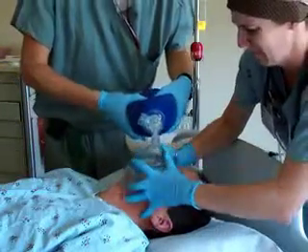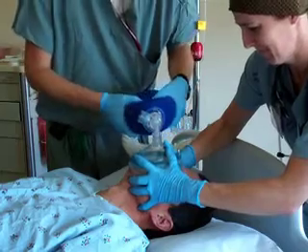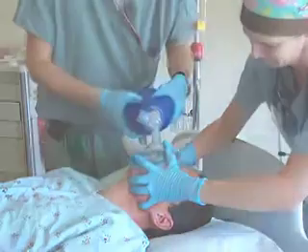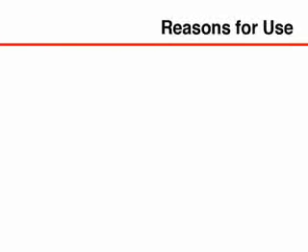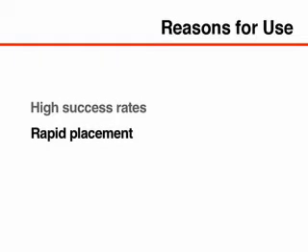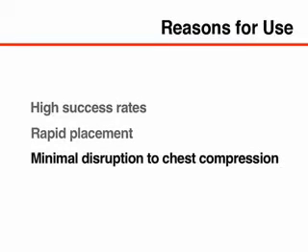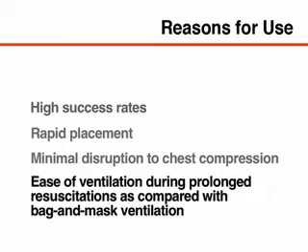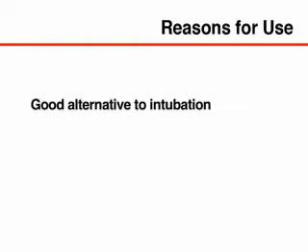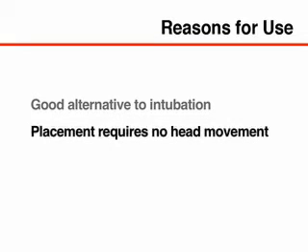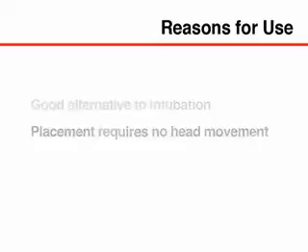Use of laryngeal mask airway instead of bag and mask ventilation during CPR has also led to fewer events of pulmonary aspiration during resuscitation. The reasons for laryngeal mask airway placement during CPR are many and include high first-time success rates, rapid placement by both novices and experts, necessitating minimal disruption, if any, of chest compressions, and ease of ventilation during prolonged resuscitations as compared with bag and mask ventilation. It is a good option over placing an endotracheal tube when tracheal intubation is difficult or has failed, and placement can be achieved without head movement in patients with potential instability of the cervical spine, for example in patients with traumatic injuries or rheumatoid arthritis.